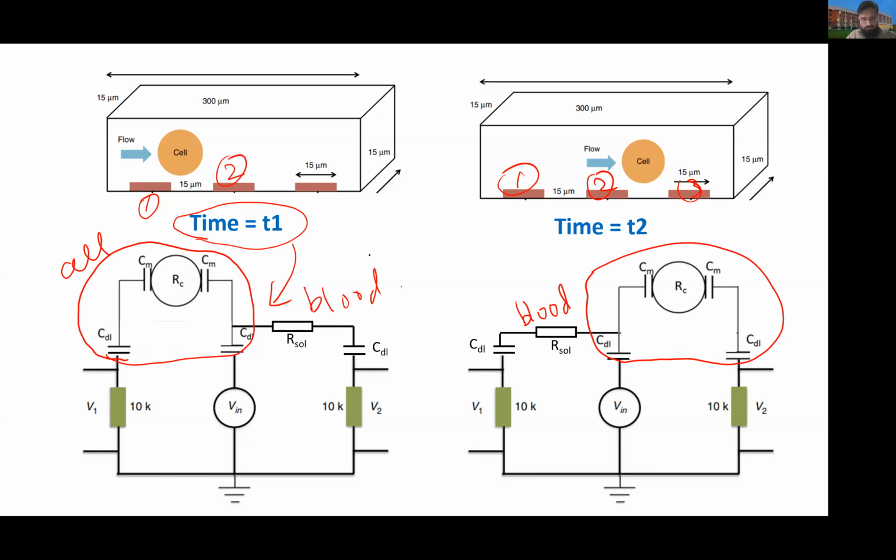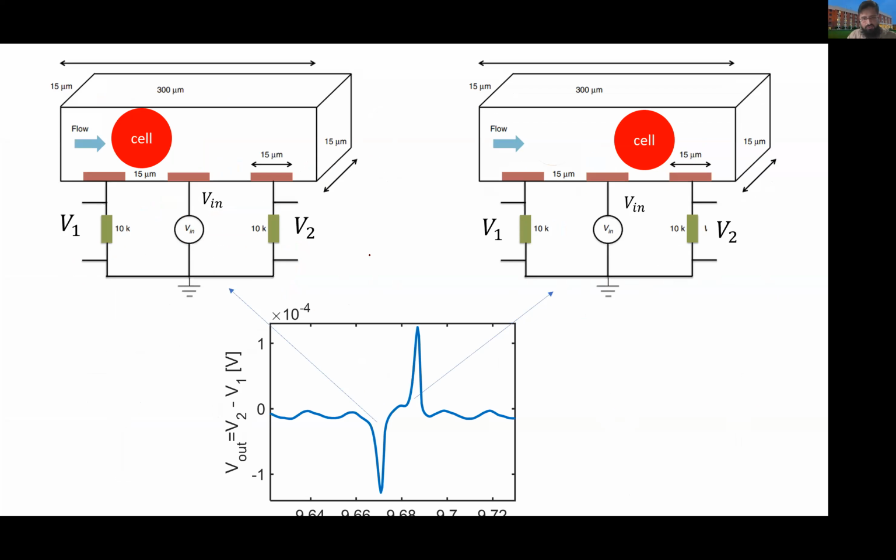So if you now actually look at the signal, we will later on talk more about this output signal, but this is the output signal that we are getting. V1 is the voltage at the left electrode, V2 is the voltage at the right electrode, and we are basically subtracting this voltage and plotting this delta. So delta is we are just subtracting the voltage that we get at the right side and the voltage that we got on the left side.